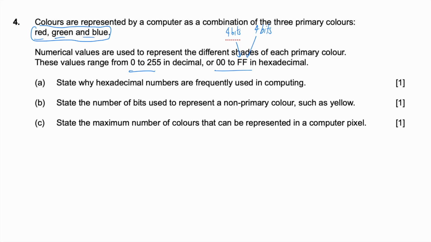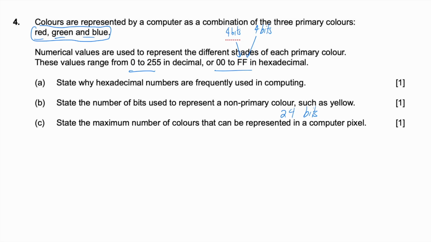So if each primary color is 8 bits and we're representing any given color by a combination of the 3 primary colors, that means that the number of bits used to represent a non-primary color, such as yellow, would be 24 bits. State the maximum number of colors that can be represented in a computer pixel.